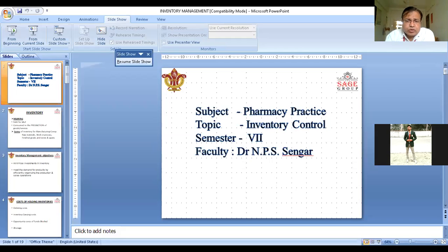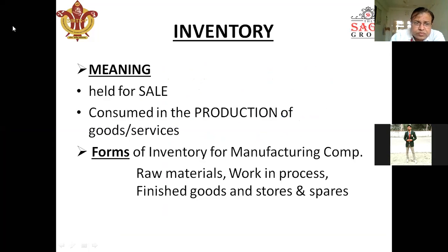Today we are going to study our remaining portion of community pharmacy, that is inventory control. Now, inventory means the stock held for sale or consumed in the production of goods and services. Forms of inventory for manufacturing compounds are raw material, work in process, finished goods, and stores and spares.